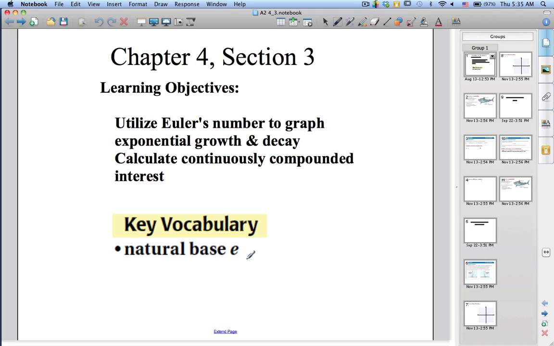So we've got the natural base of e. You can find that on your calculator. You'll see there's an e button. And also, it's approximately 2.72.